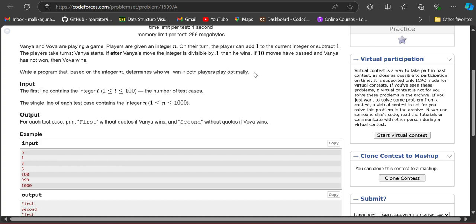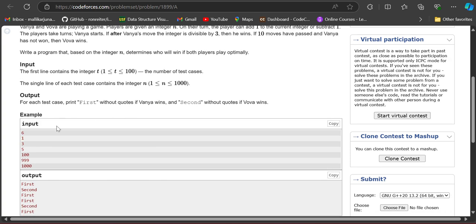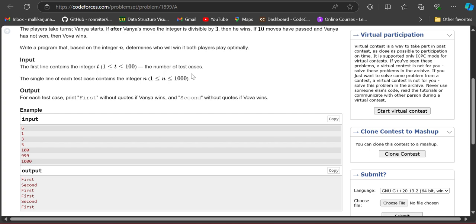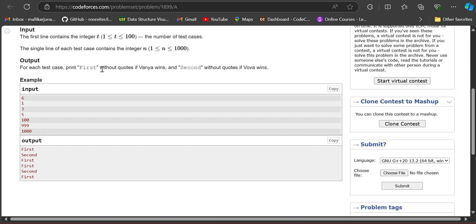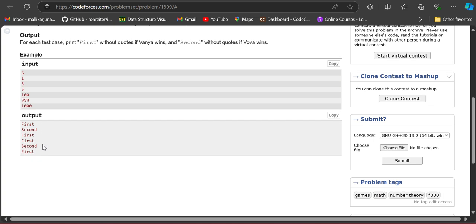So here, optimally means that if either player has a chance to win, that player won't miss the chance. Like if I'm Vanya and you are Vova, and the integers are like... why so hard? We will find it in the test cases, right? So there are T test cases, and the single line of each test case contains the integer n, from where we have to start performing operations. If Vanya wins, we have to print First, and if Vova wins, we have to print Second.